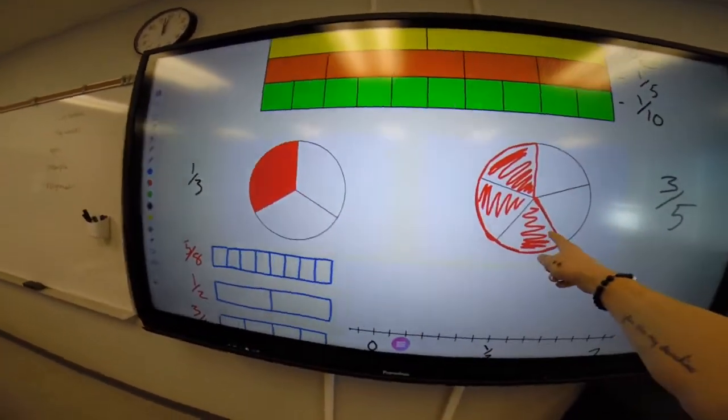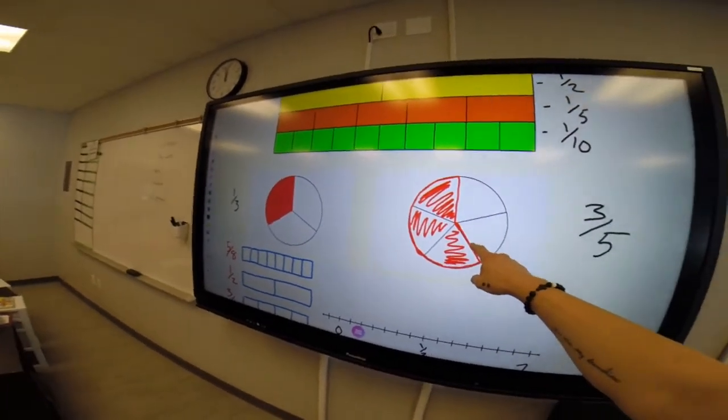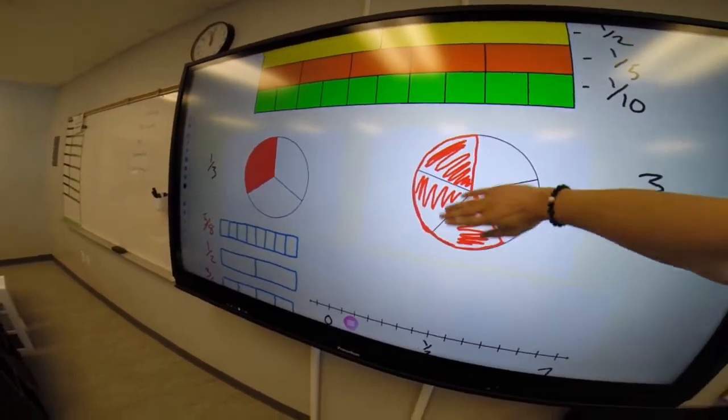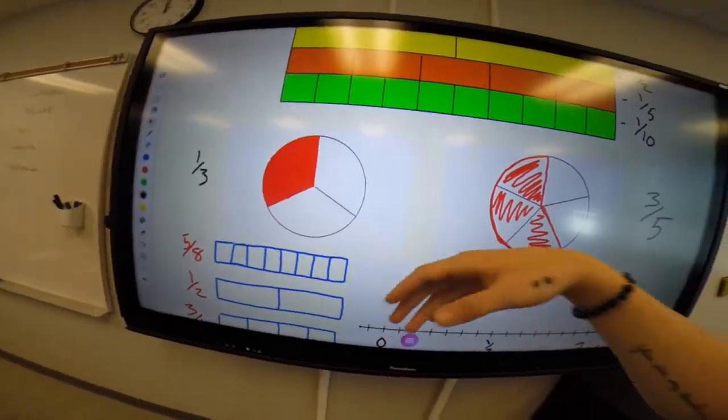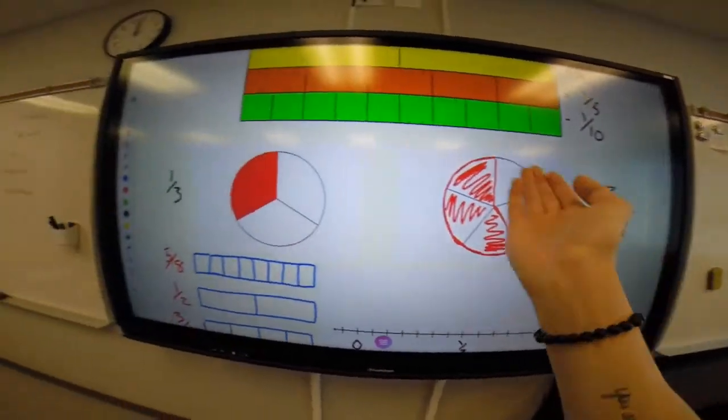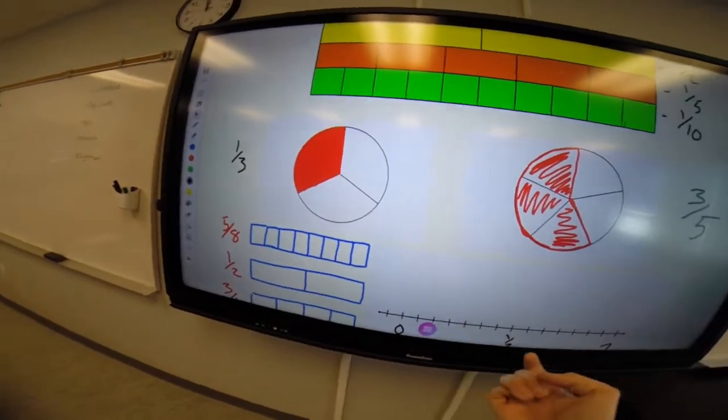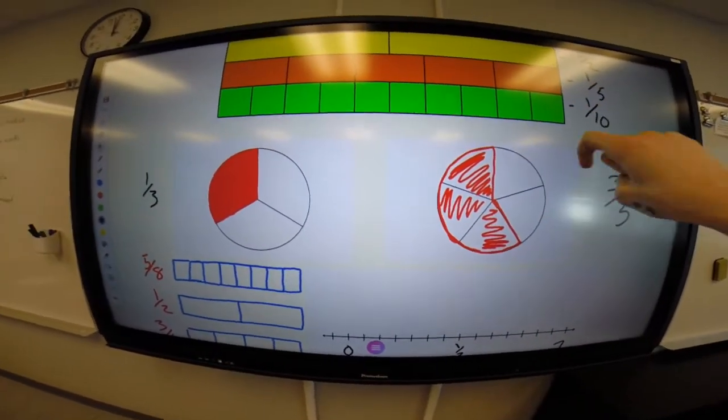Well, this one's obviously bigger because it takes up more of the space, right? More of this is colored red. More of this pizza is taken away or colored red than this pizza was. So 3/5 is bigger than 1/3. Okay, so that's how we can use circles to do that.